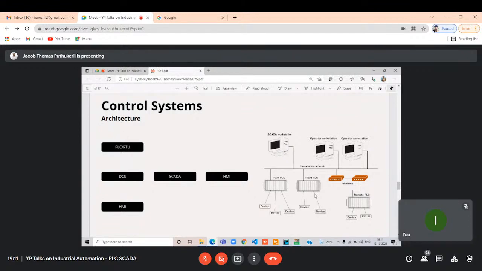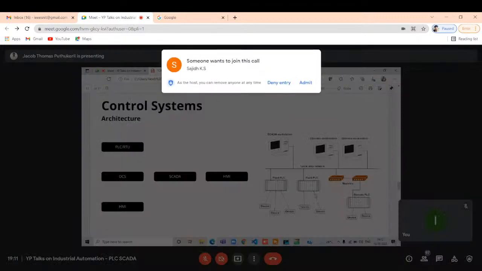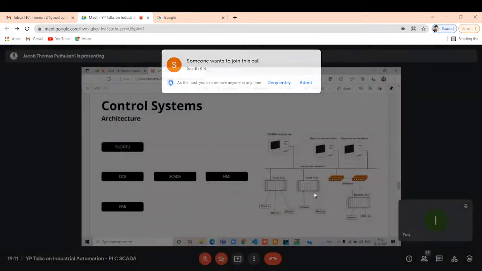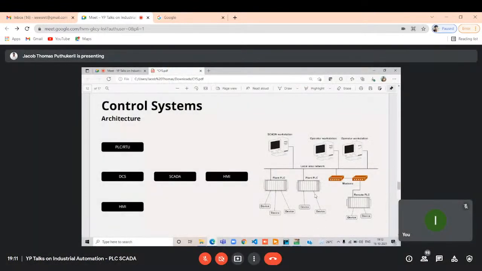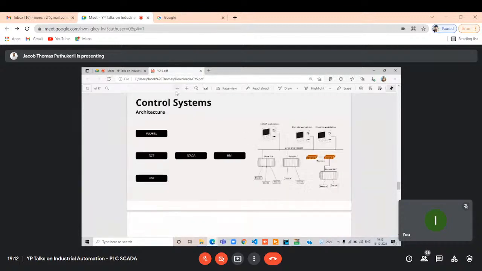So maybe after 5 to 7 years, there might not be a situation where there will be PLC, there will be DCS, there will be RTS. Obviously, there should be a hardware system, but the controlling part will be virtual, and we will not be able to see that. Maybe just connecting the sensors, everything will be controlled from some other place by someone or something else. Okay, so that is the architecture part of the control system.